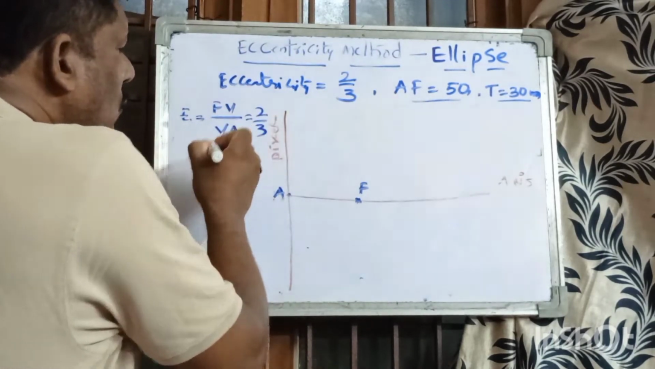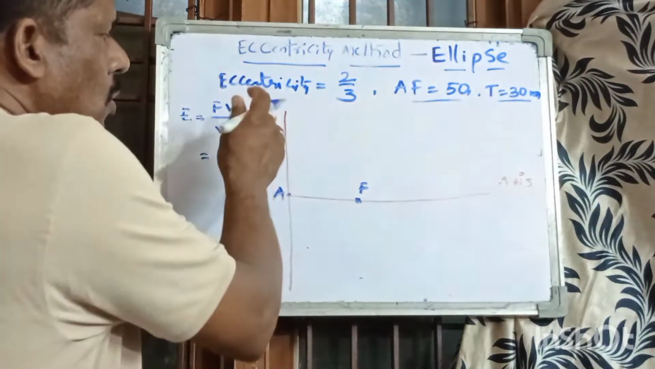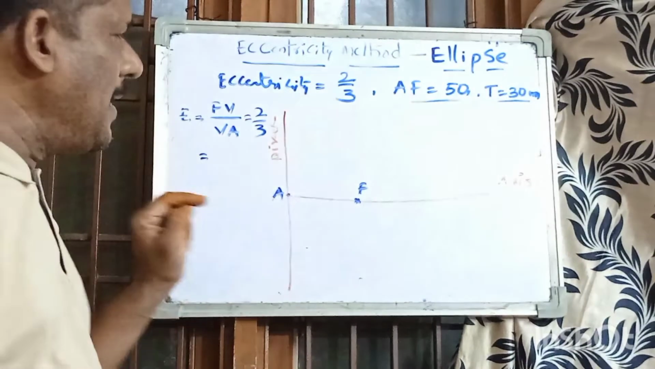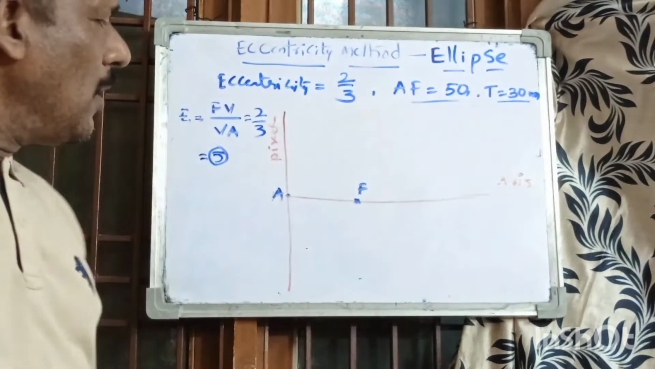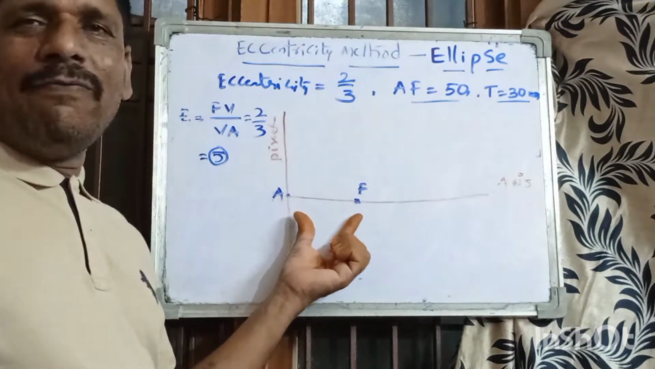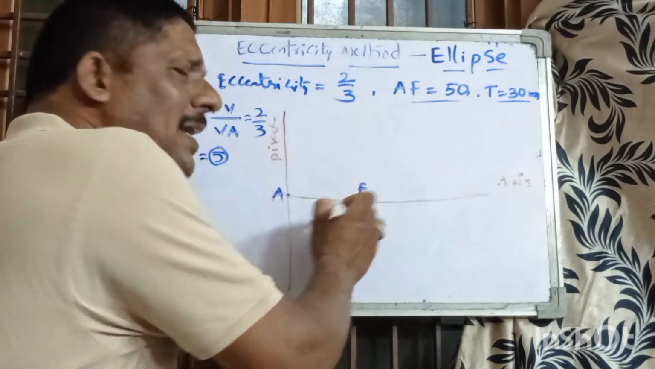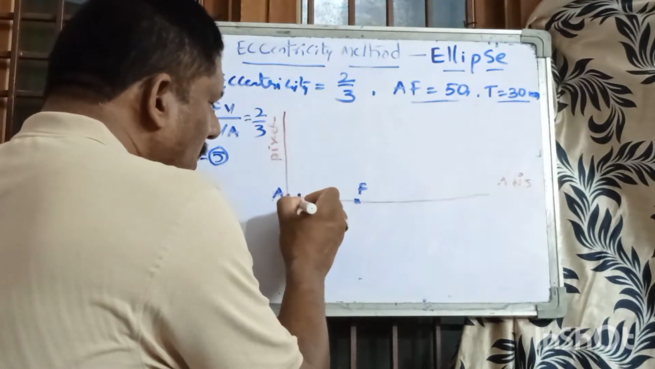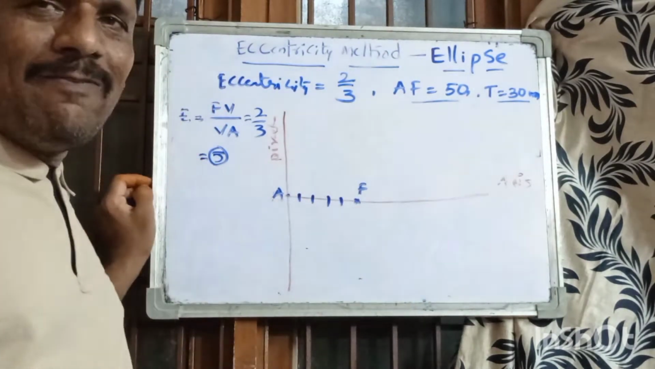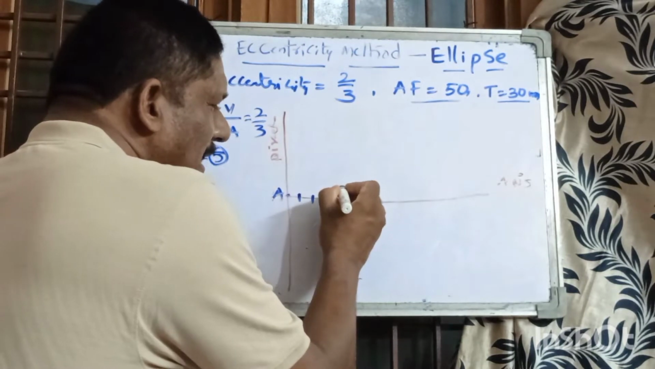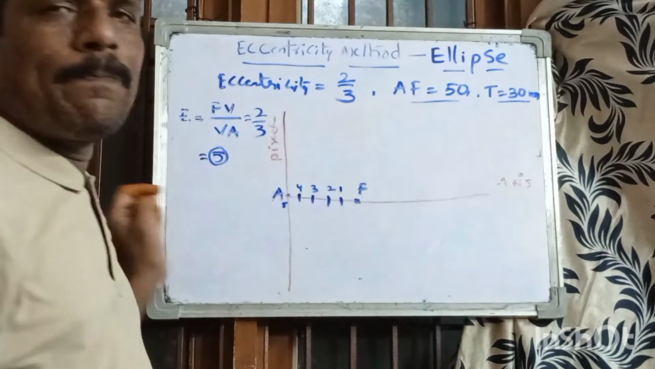So what you have to do? Just add these two values, numerator and denominator. 2 plus 3 is equal to 5. So the length A to F, 50 mm, divide into 5 equal parts, either directly or by the indirect method. 1, 2, 3, 4, 5. Divide into 5 equal parts and give the numbering in reverse order: 1, 2, 3, 4, and this A point is 5.